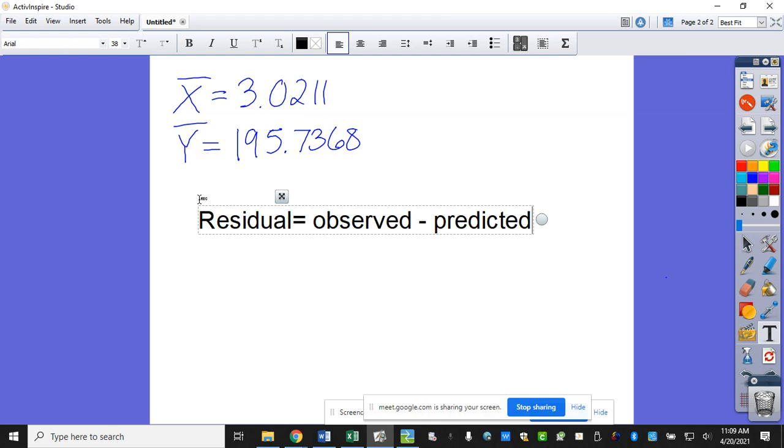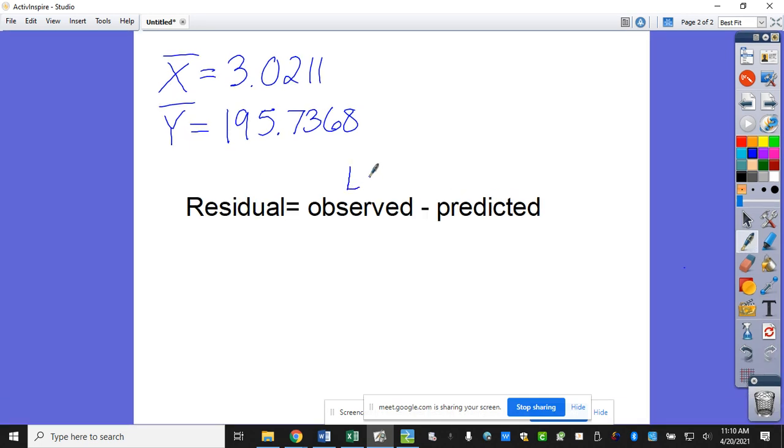That is the same thing that it is. So residual is observed minus predicted, and that's it. This is going back to chapter 3. So I have list 1 and list 2. My list 1 is my X, which is my explanatory. My list 2, is that observed, predicted, or neither? That's my observed. So right now, this is my list 2.